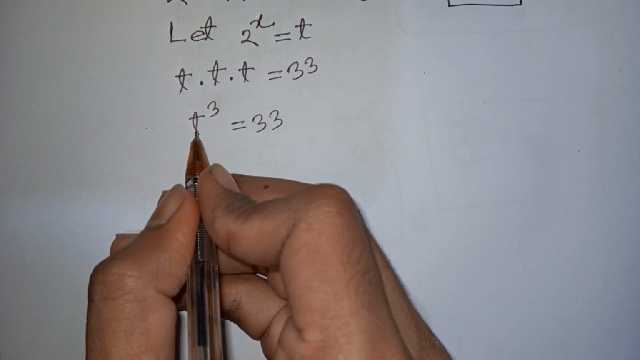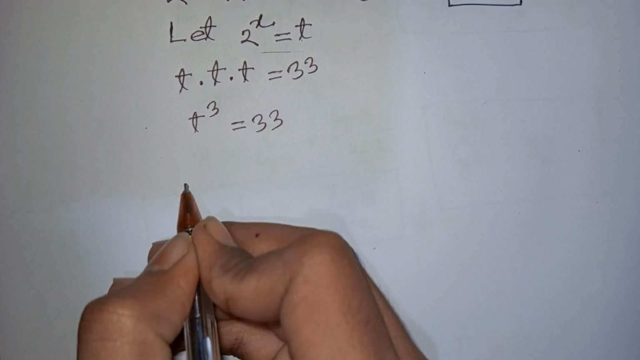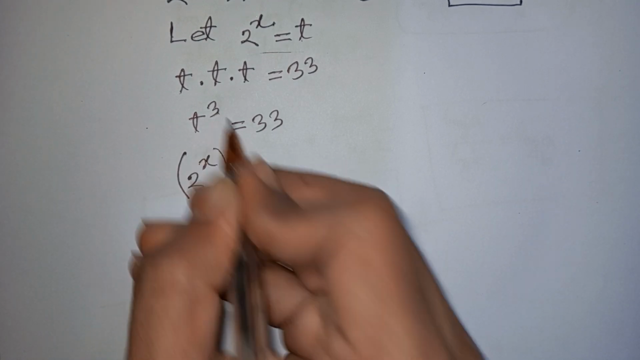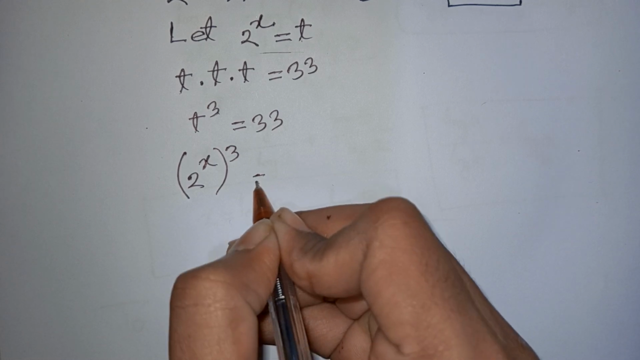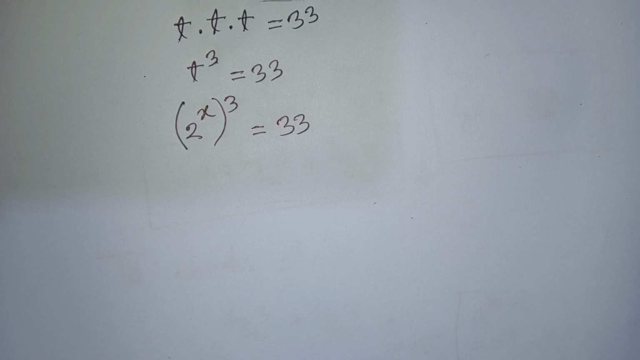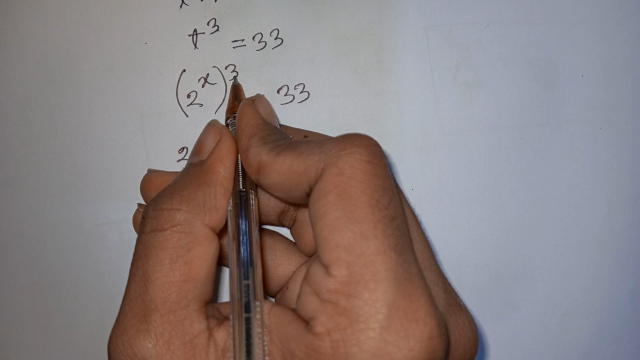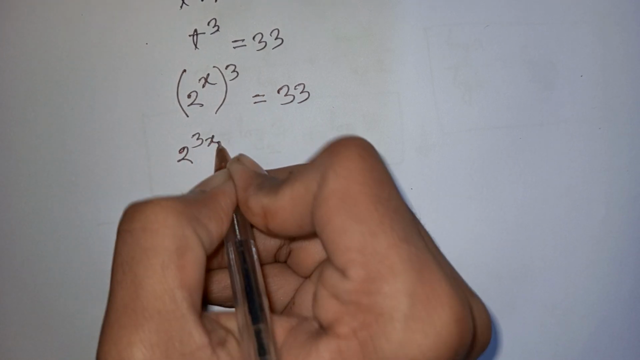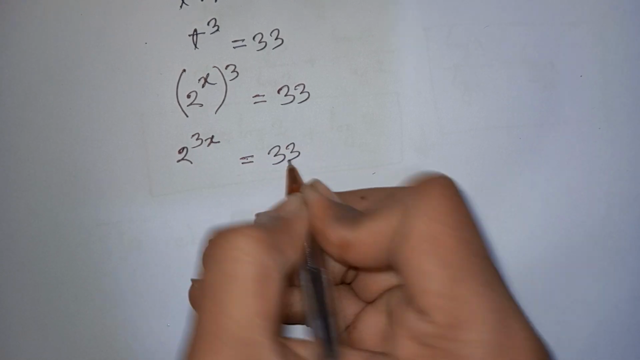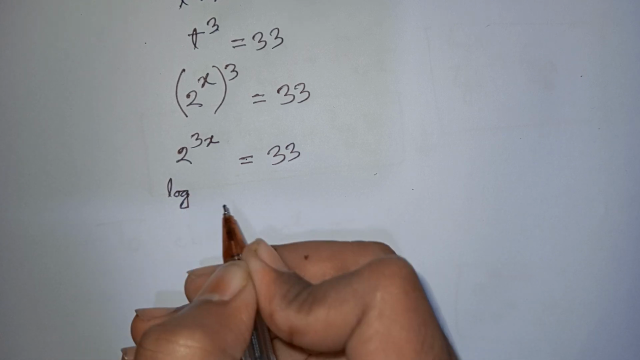Now, t means 2^x. So, t can be written as (2^x) with the bracket raised to the power of 3 is equal to 33. Now, we have 2 power x times 3, that means it will be 2^(3x) is equal to 33. Now, we apply log on both sides.